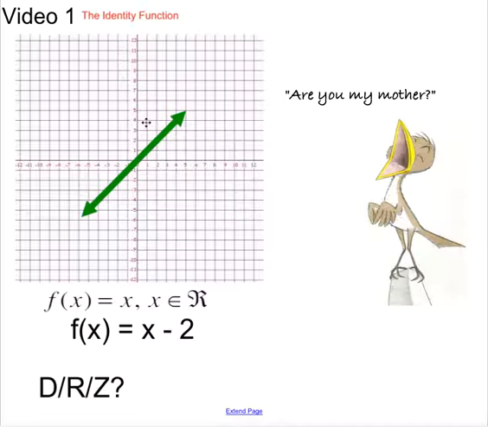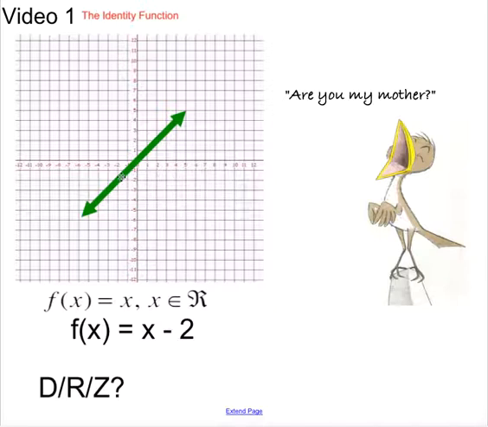And then on this one, we have our second parent function, which is the identity function, which is just f of x equals x, right? And x is the set of all real numbers. So that is just a straight diagonal line, where you have 1, 1, 2, 2, 3, 3, 4, 4, and anywhere the y value equals the x value, you get this slope of 1 and a y-intercept of 0.